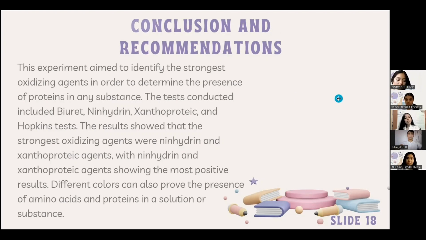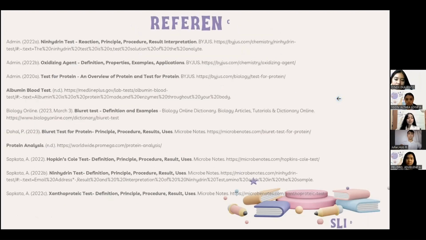So for the references, may I call Mr. Jullar? For the references, these are the references that our group has utilized in order to provide sufficient and accurate information on this oral reporting. Ninhydrin test: reaction, principle, procedure, result, and interpretations. Oxidizing agent: definition, properties, example, applications. Test for protein: an overview of protein and test for protein.